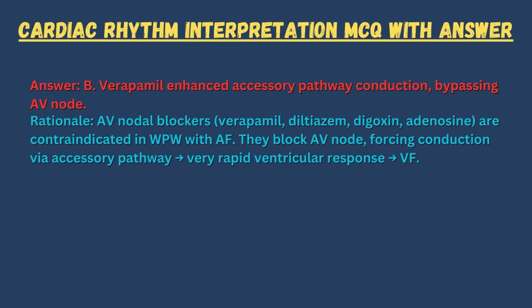Answer. B. Verapamil enhanced accessory pathway conduction, bypassing the AV node. Rationale. AV nodal blockers (verapamil, diltiazem, digoxin, adenosine) are contraindicated in WPW with AF. They block the AV node, forcing conduction via the accessory pathway, causing very rapid ventricular response and VF.